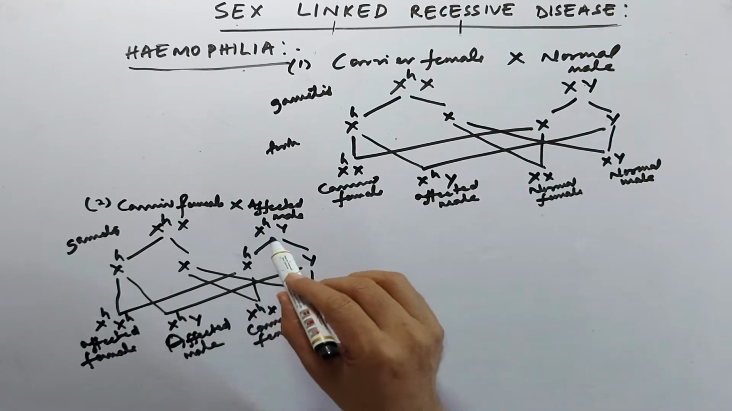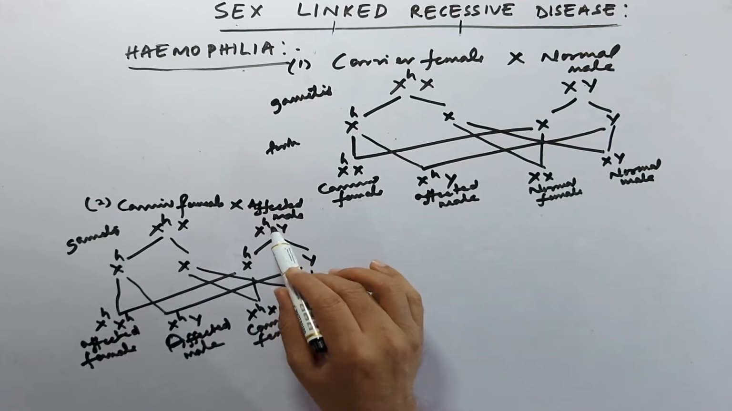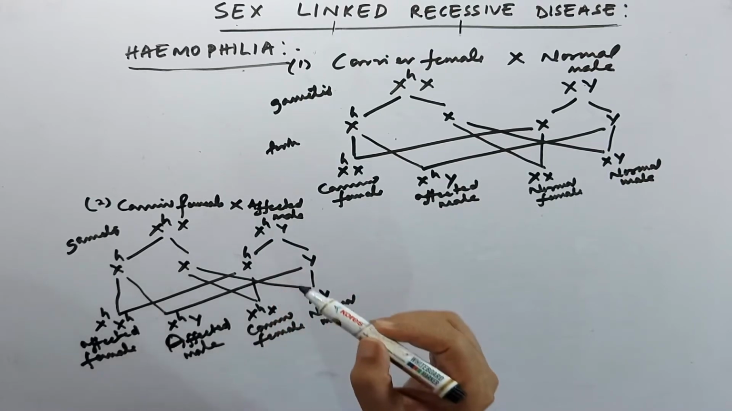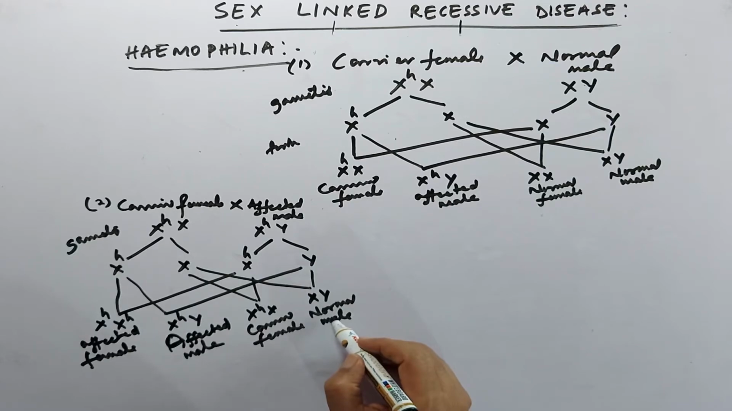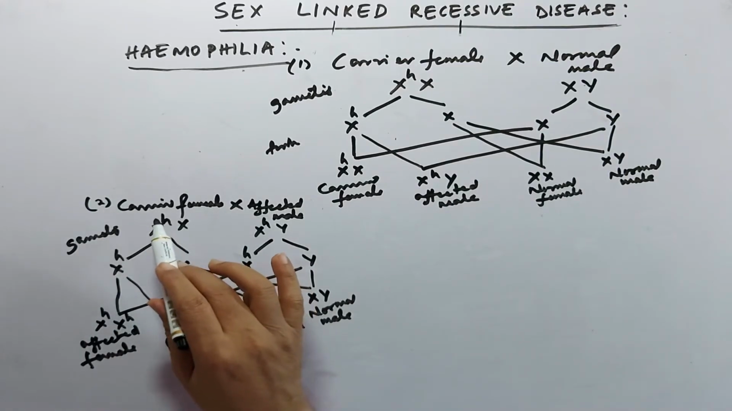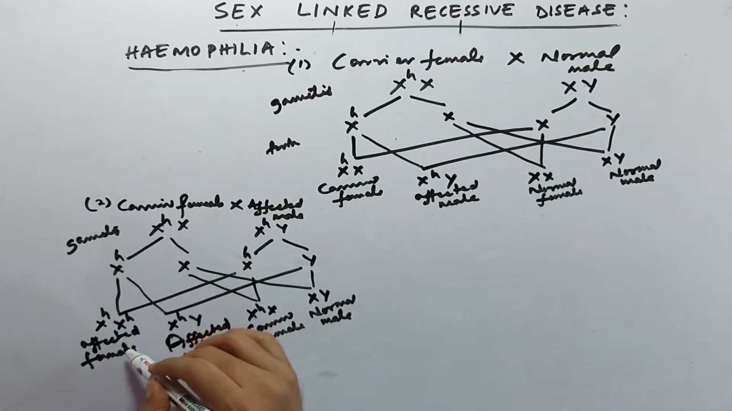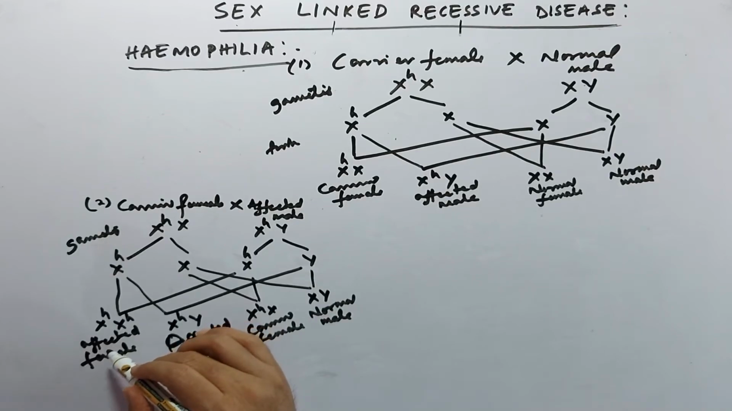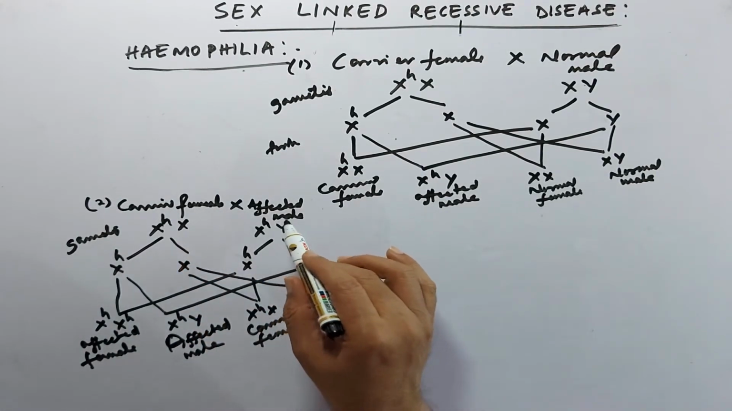Here the important situation you see is that the father was affected, but out of the two sons, one is affected and another is normal. And because of the carrier female, an affected daughter is possible. So this is the carrier female and affected male cross.